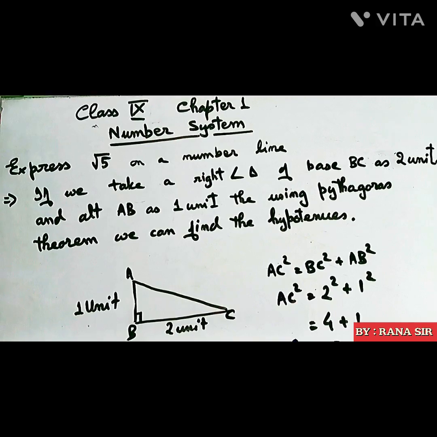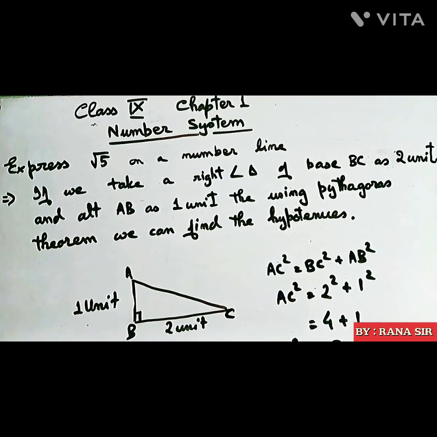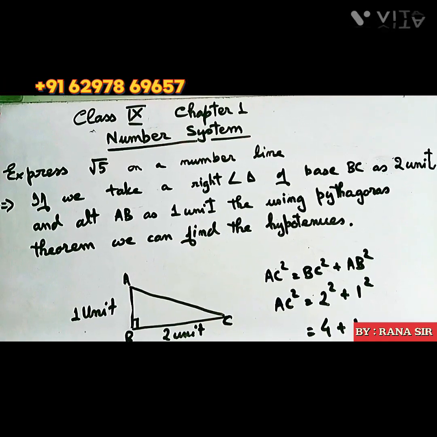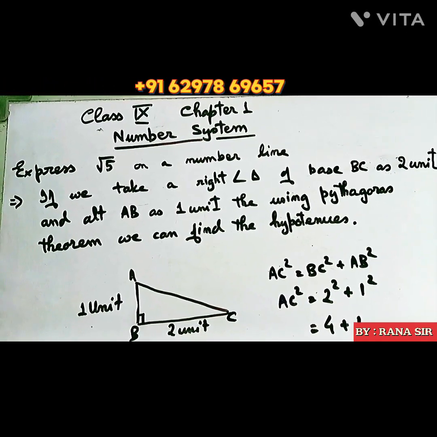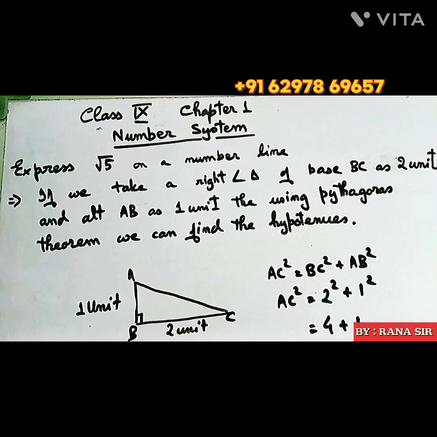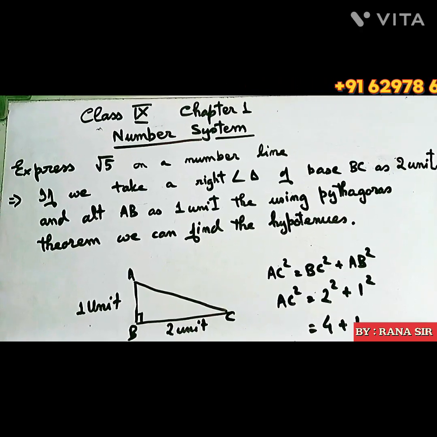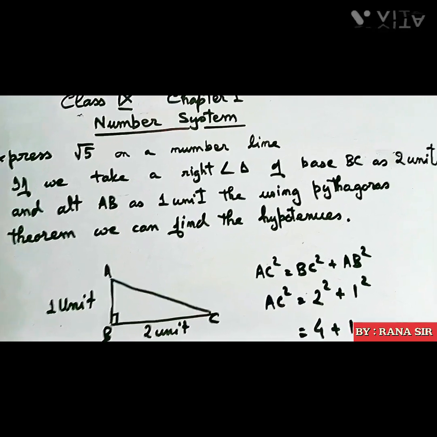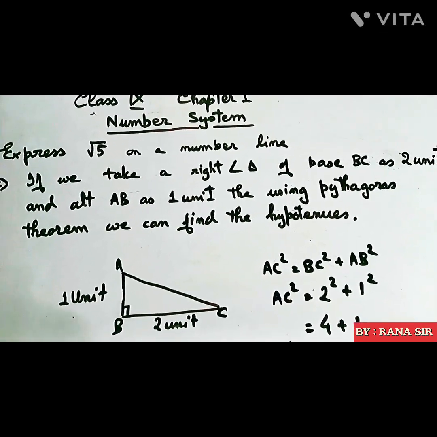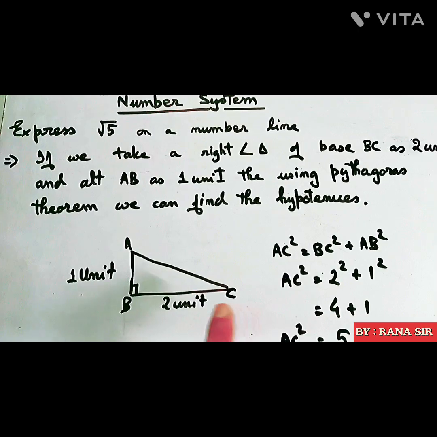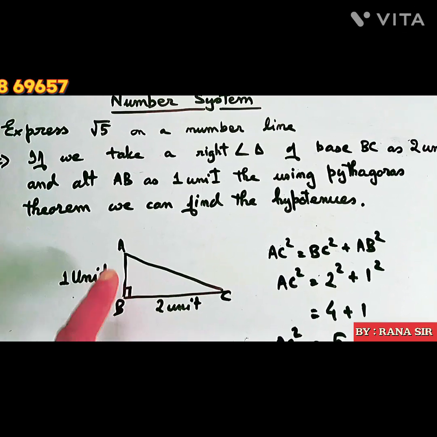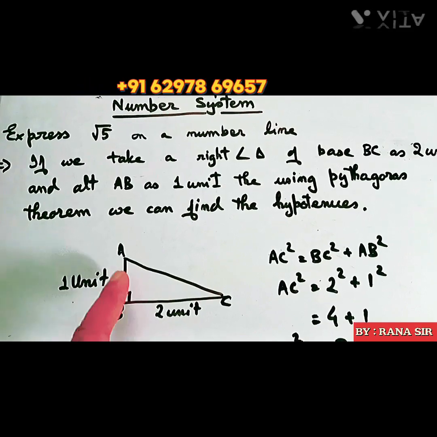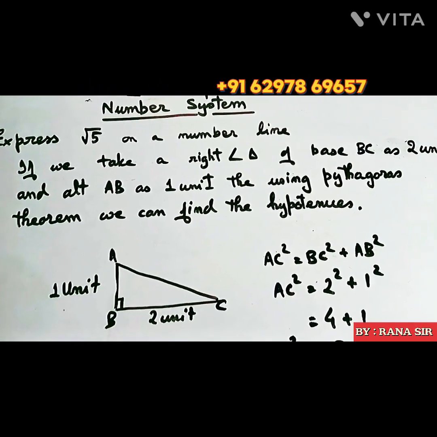Hello students, so I'll be solving a very important sum of number system, class 9 chapter 1: express root 5 on a number line. For that, we take a right angle triangle with base BC as 2 units and altitude AB as 1 unit, then by using Pythagoras theorem, we can find AC.